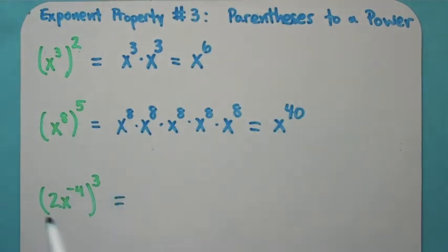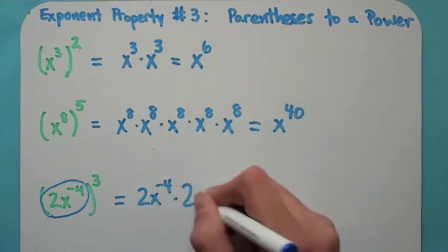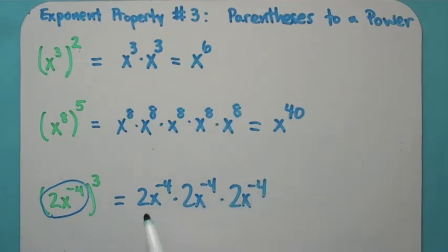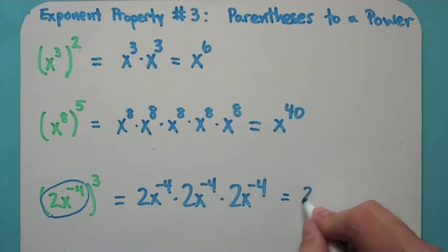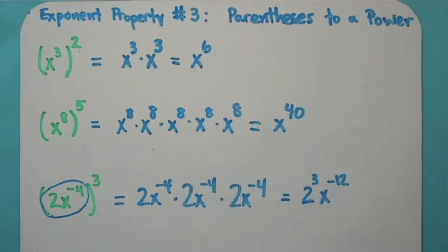On our last one, this whole thing is being raised to the 3rd power. So that's 2x to the negative 4th times 2x to the negative 4th times 2x to the negative 4th. 2 times 2 times 2. I'm going to write it as 2 to the 3rd right now, although you could just multiply it out and get 8. And I'm going to have x to the negative 12, because I do negative 4, and negative 4, and negative 4.